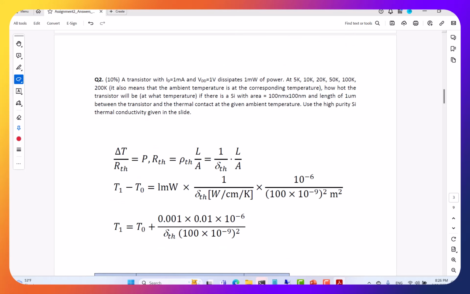Now this one, what does it do? It says a transistor. What does it mean, right?